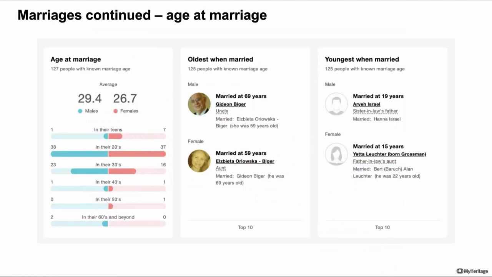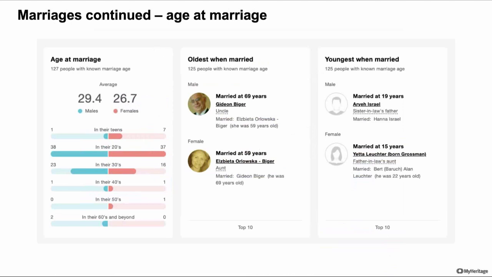If we scroll down, we now have the ages of people when they were married. So the chart on the left shows how old people were when they got married. In their teens, we have a lot more women than men. That makes sense because women usually marry younger, and it would be a lot more common, especially in the past, for women to be in their teens when they got married. Most of them are in their 20s, some in their 30s, and so on.